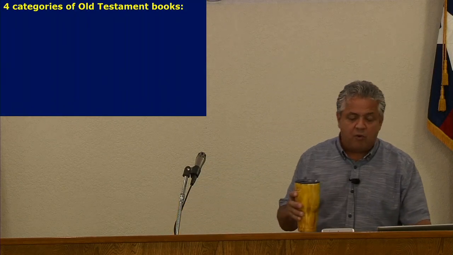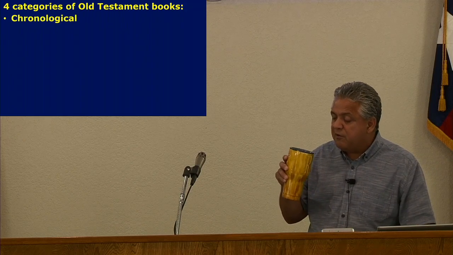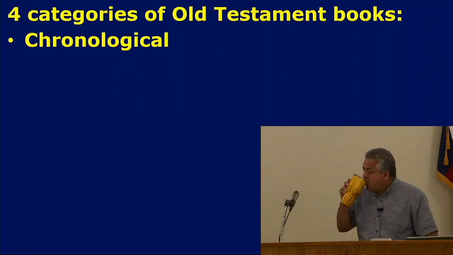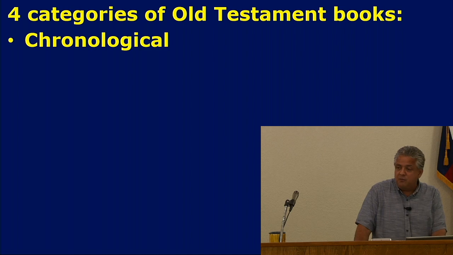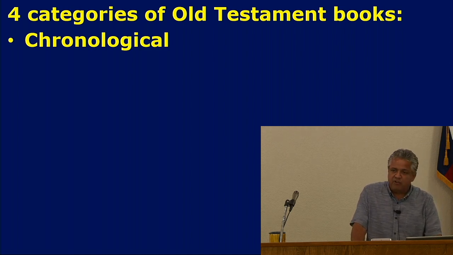Just very quickly to get back into this subject, we talked last time about the four categories of the Old Testament books. All I'm going to do is show you these four. We're not going to talk about them really at all. But there are four categories of Old Testament books. We're going to start in the promises of God tonight. In the book of Genesis, I just want to show you where Genesis comes from, which type of book it is, which category it falls into.